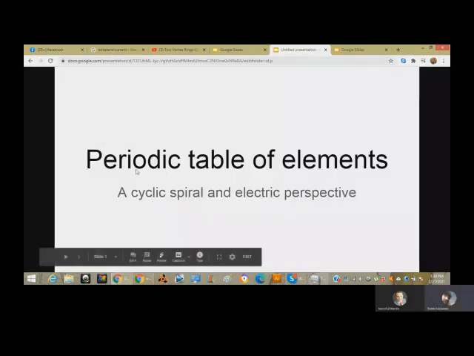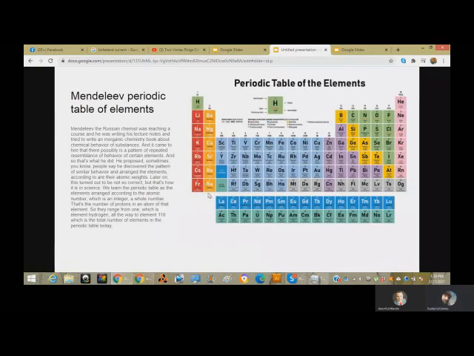Periodic table of elements: a cyclical, spiral, and electric perspective. We'll start here with the Mendeleev periodic table of elements, the one that we're all most familiar with. But there's a bunch of different periodic tables. Mendeleev, the Russian chemist, was teaching a course and writing his lecture notes, trying to write an inorganic chemistry book about the chemical behavior of substances. It came to him that there possibly is a pattern of repeated resemblance of behavior of certain elements. And so that's what he did.